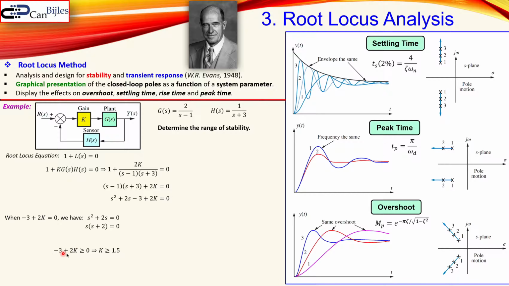So if I now equate that and make a mathematical expression, minus 3 plus 2k must be equal to or larger than 0. That means k must be equal to or larger than 1.5. So this is the minimum value for k in order to have my closed loop system stable. If I have, for example, k is 1, I still have an unstable system. So this is the stability range. You can go up to, for example, 25 and it is also fine. Still, you are stable.